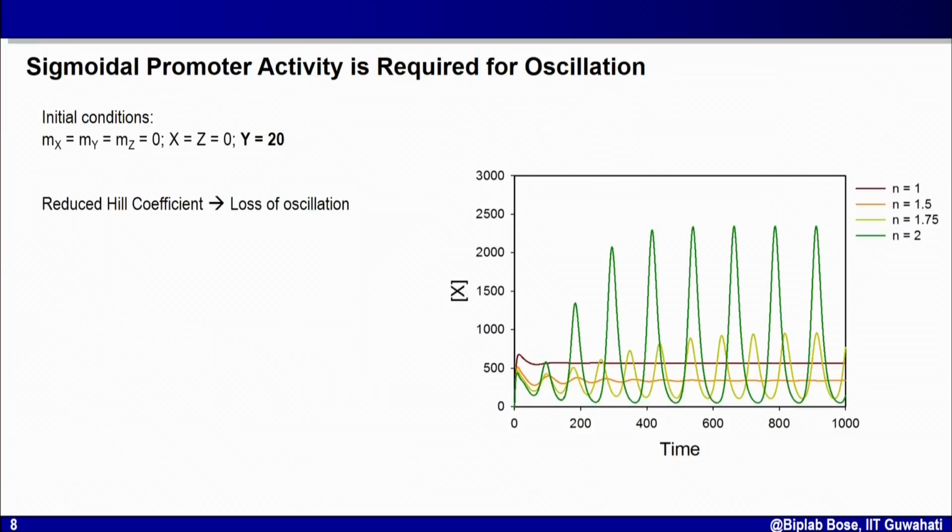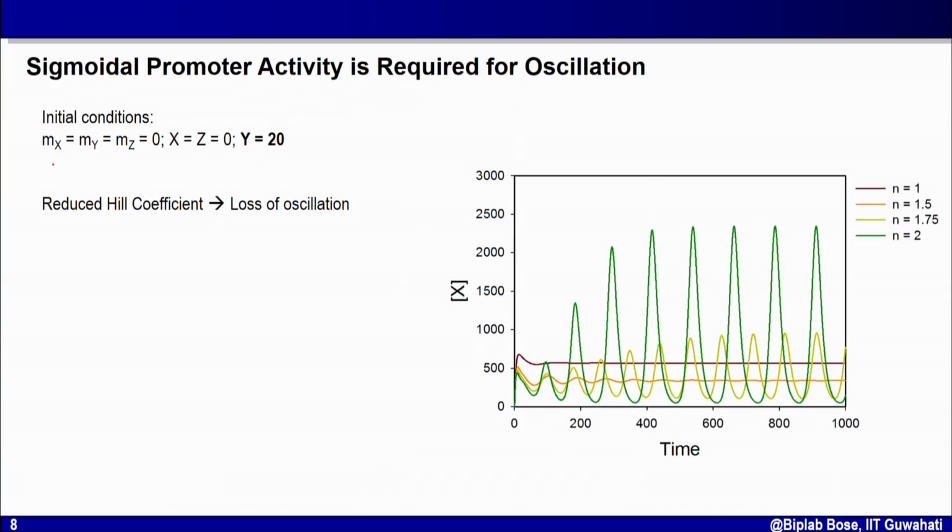Now let us look into the effect of different parameters in this system on this limit cycle oscillation. How will we do it? Let us first check the effect of the Hill coefficient. Remember, I have kept the Hill coefficient the same for all the x, y and z genes. So I have taken the same initial condition, all mRNA at 0, x and z at 0, y at 20. So that makes the system give rise to limit cycle oscillation. Now I will keep on changing n from 2, initially I have considered n equal to 2, then reduce it to 1.75, then 1.5 and 1.